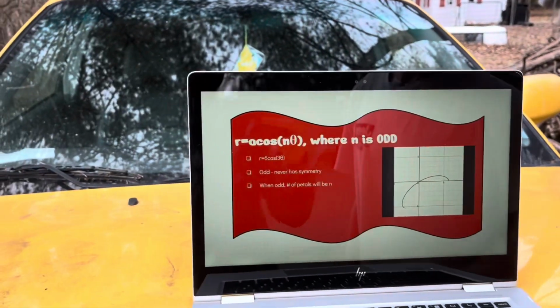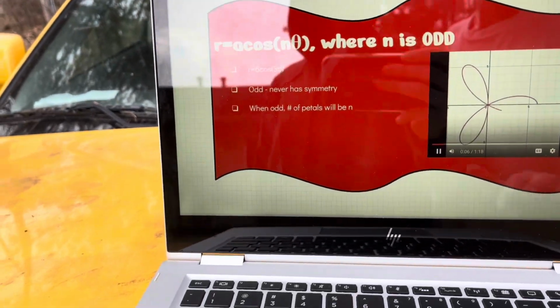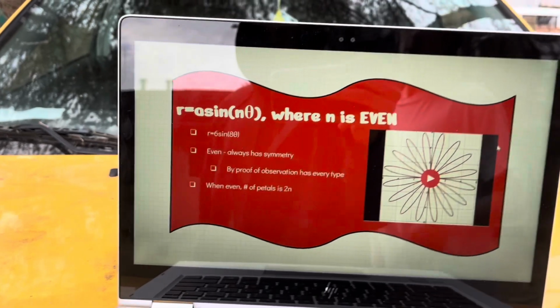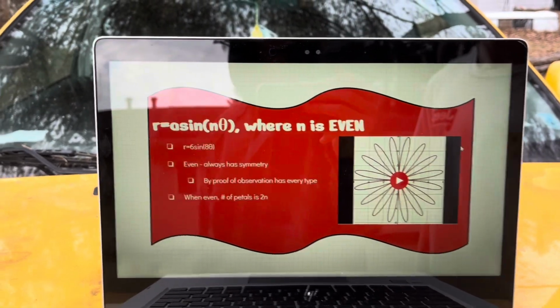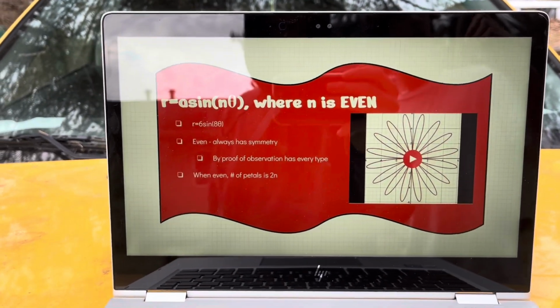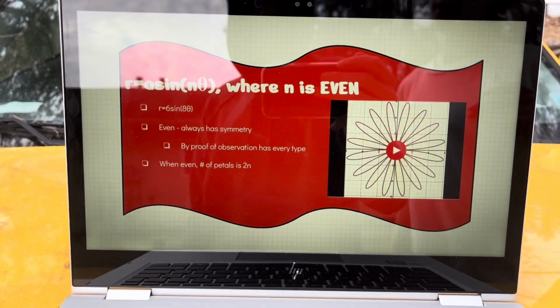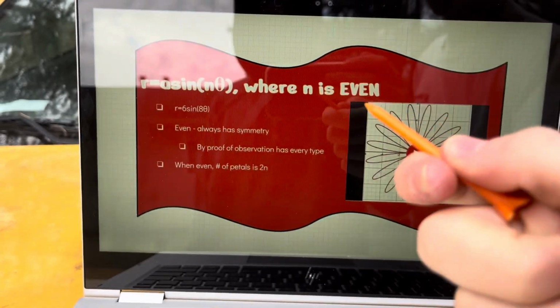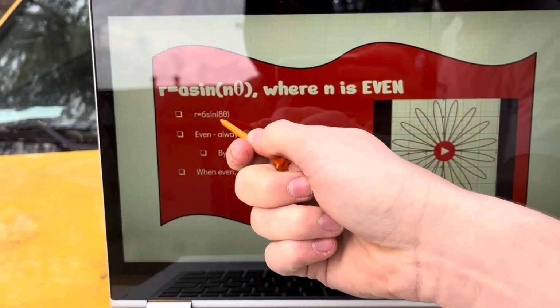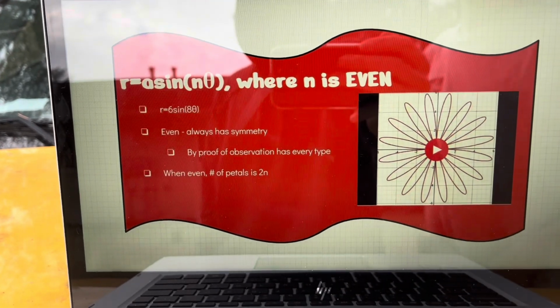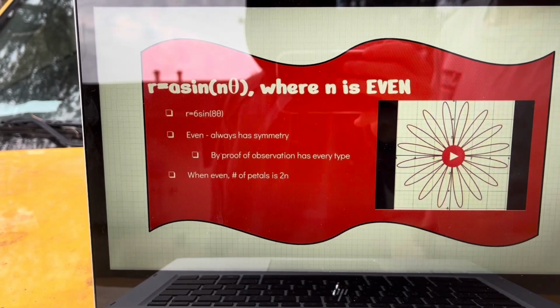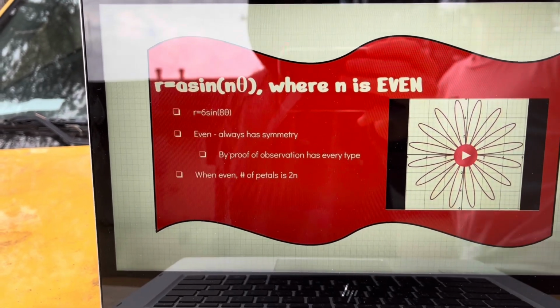And next, I'd like to introduce you guys to the even one, where n is even. This one is a little tricky because you may say, oh, n is an even number, that's the amount. But no. It's 2n. It's tricky. You see here, it says n is 8, but there's 16 petals. That's a funky one. And this one always has symmetry.